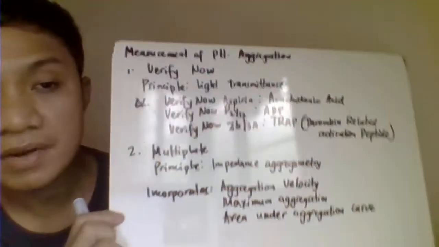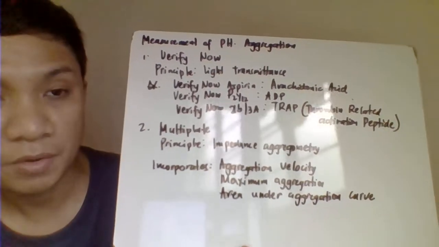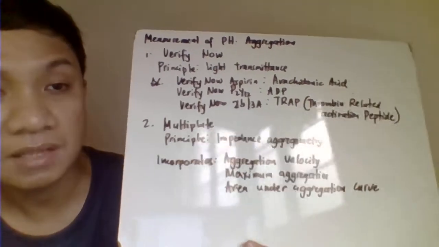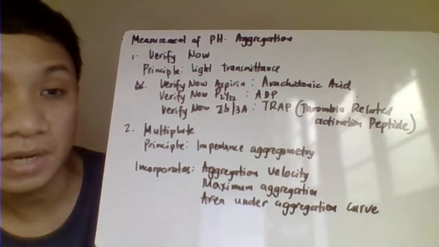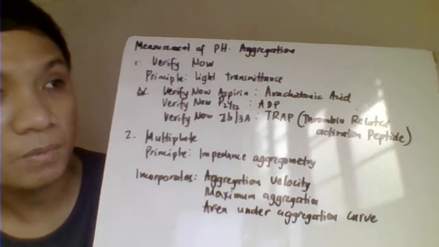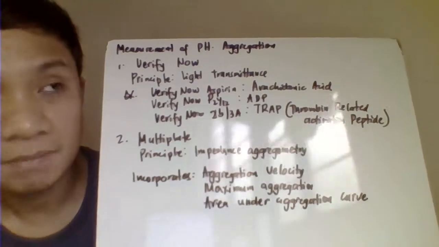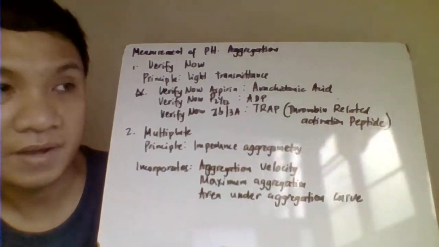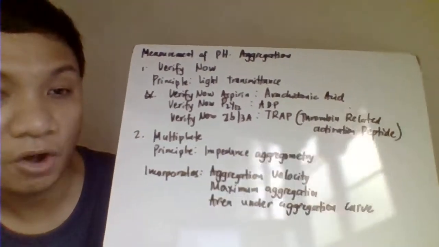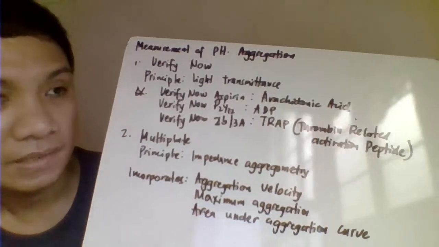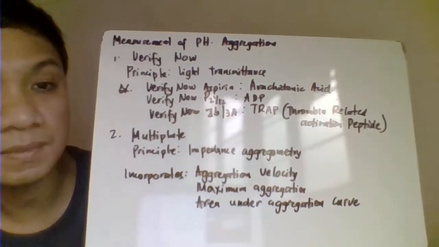Okay, then we have here the different instruments we try to use to monitor and measure platelet aggregation activity. The first one is the VerifyNow instrument, which tries to measure platelet aggregation in terms of light transmittance aggregometry. That is its principle. For the sample, we have VerifyNow Aspirin.